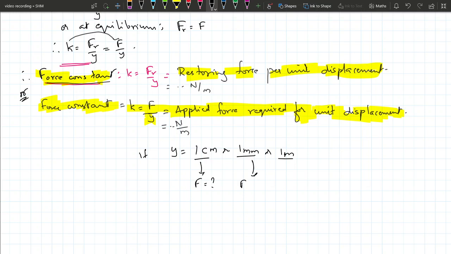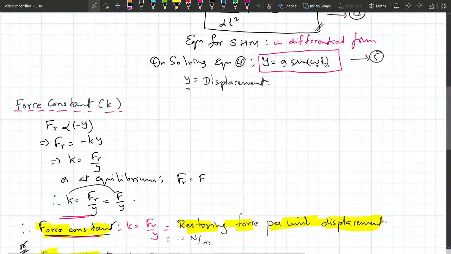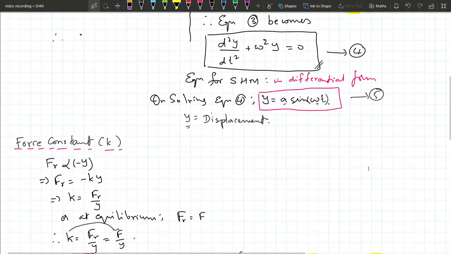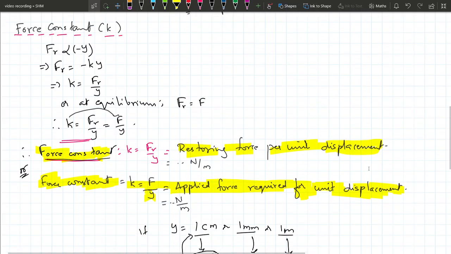You are getting the point. How much force do you require to have a displacement of 1 centimeter? For example, if you want to have the displacement, you have to pull the spring, no? How much force do you require for that? So that force per unit displacement is called the force constant K. It is also called the stiffness factor. I will tell you that again when I deal with the spring in detail. So hope it is clear to you.